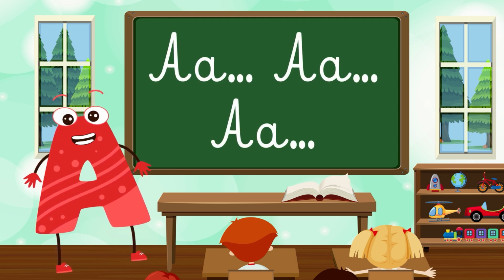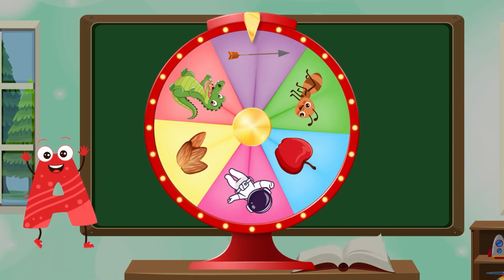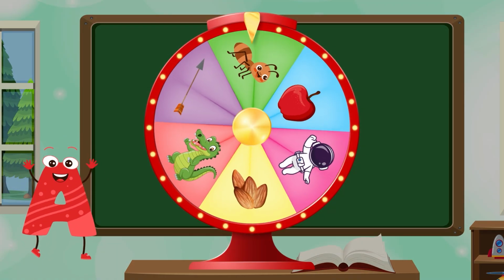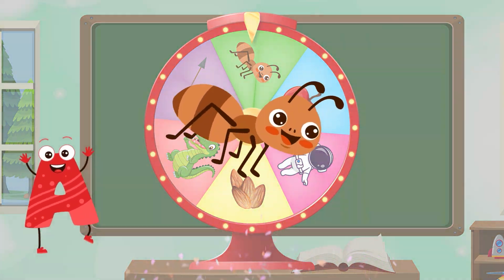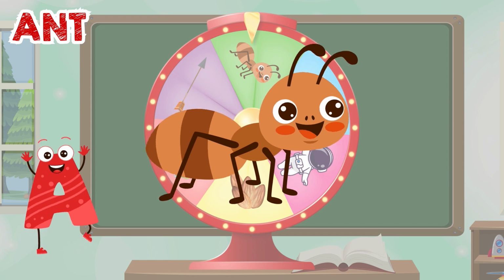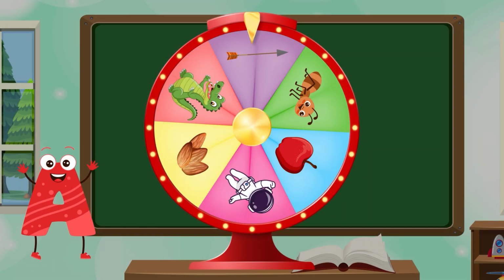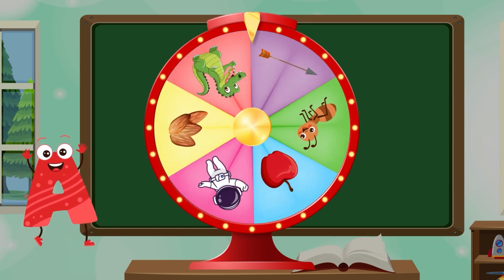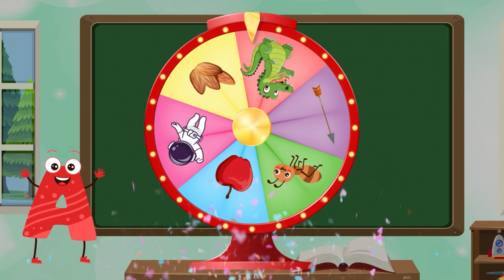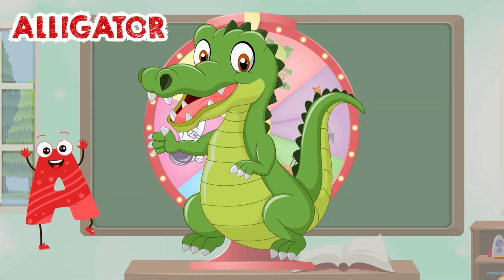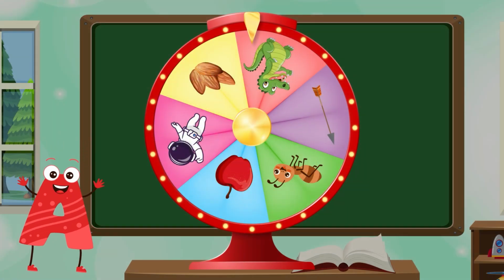Let's make some fun with the objects that start with letter A. Do you know what object this is? This is ant. Let's spin again. Do you know what object this is? This is alligator. Let's spin again.